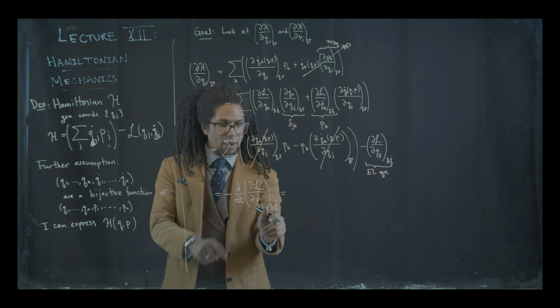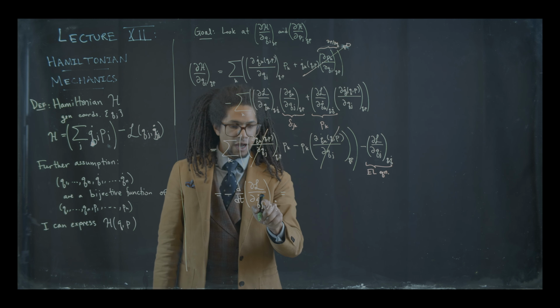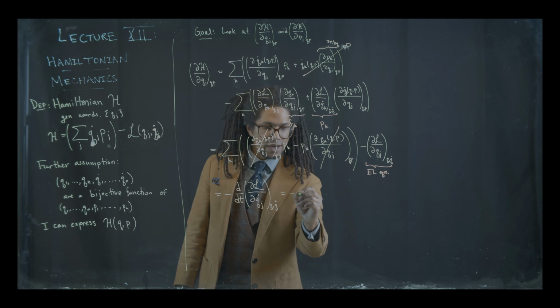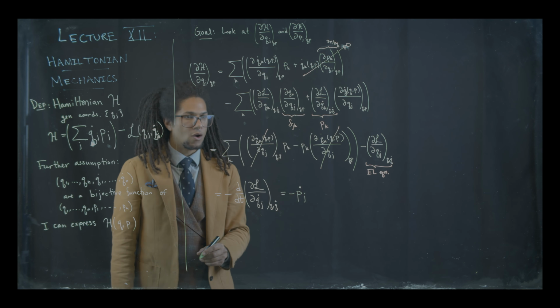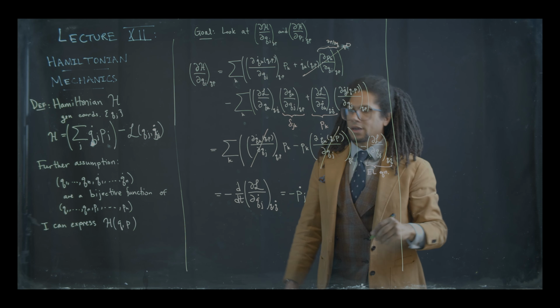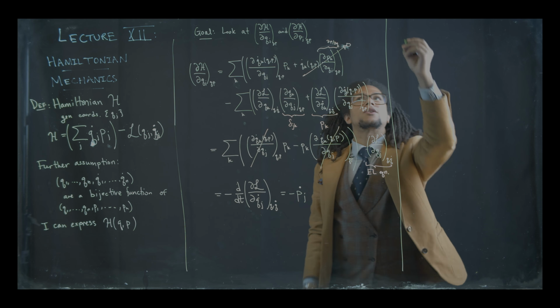Now, as a last step, I'm going to note once again that this is exactly the jth momentum. So this is minus pj dot. Interesting. So that turned out really pretty simply. Let's try this second one here.